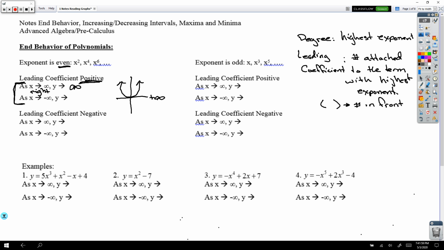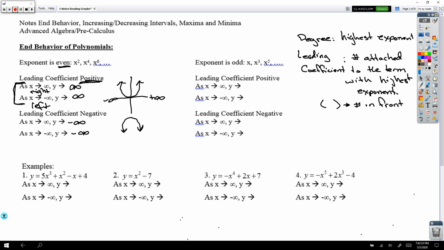The second piece is figuring out what's going on the left side of the graph. So as x approaches negative infinity, which is my left side, y is approaching, again, arrows pointing up, so positive infinity. Alright, so if it's negative and even, that means my parabola would be facing down. So as x approaches positive infinity, y would be going down to negative infinity. As x approaches negative infinity, which is the left side, y would be approaching negative infinity as well.